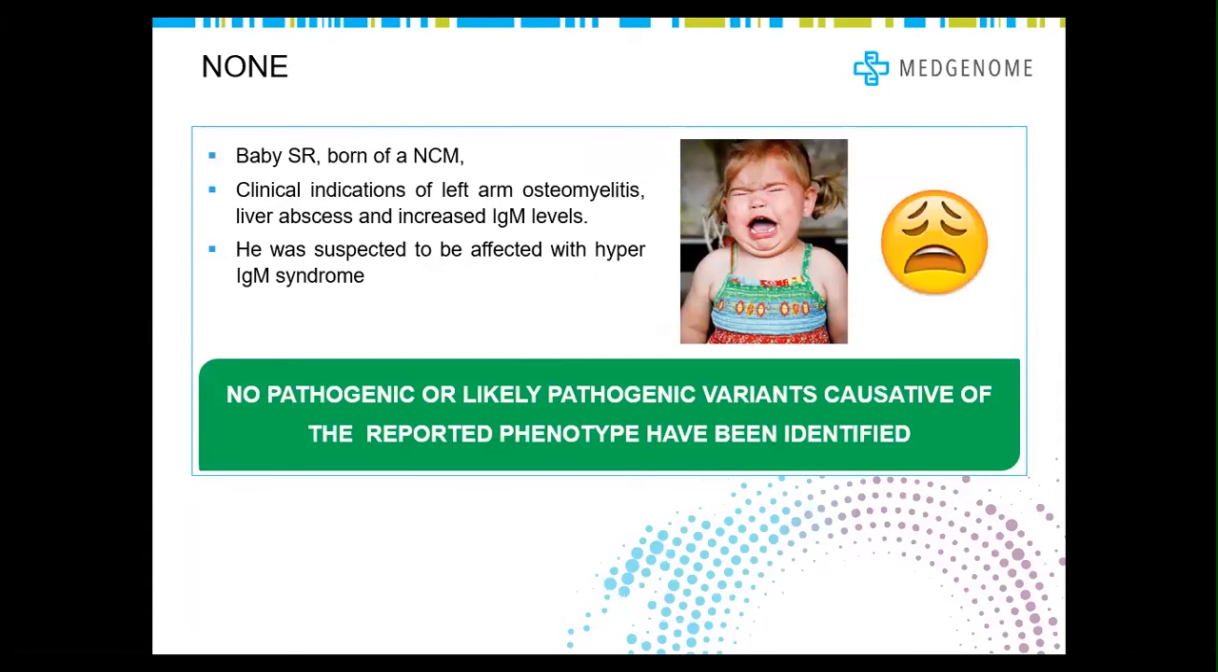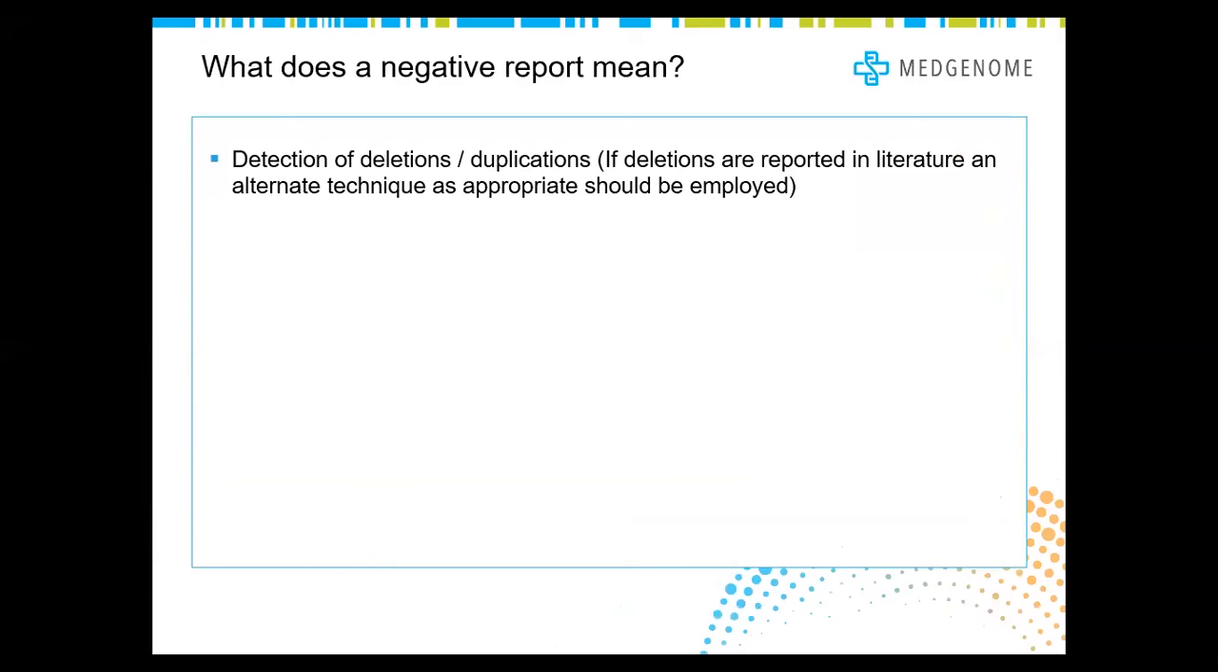The worst thing which can happen to clinicians is when they send a sample for something as simple as osteomyelitis, liver abscesses, and raised IgM levels, with a suspicion of hyper IgM. So we feel that it is such an easy diagnosis and we should get something. But unfortunately, we don't get anything. So this becomes a non-report and nobody is happy with this. So what does a negative report mean? Does it mean the child doesn't have the disorder?